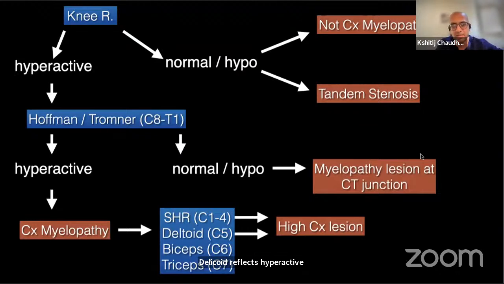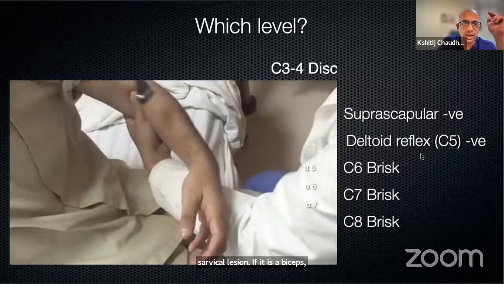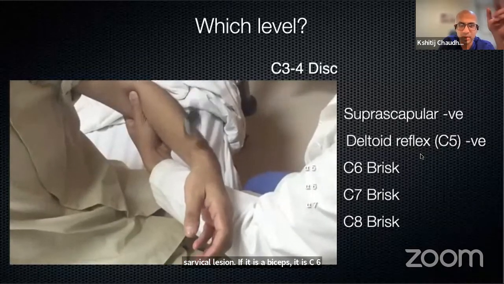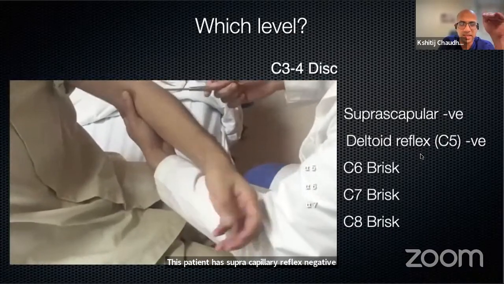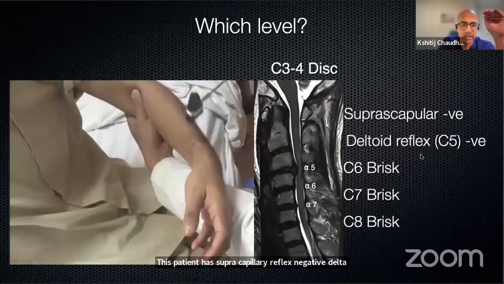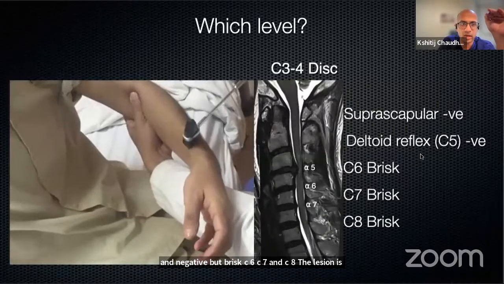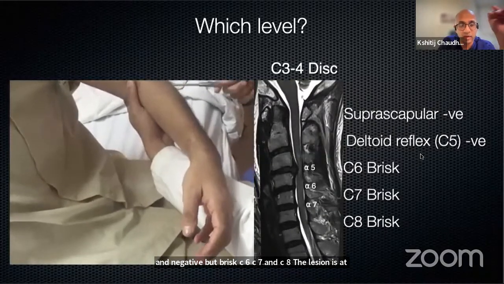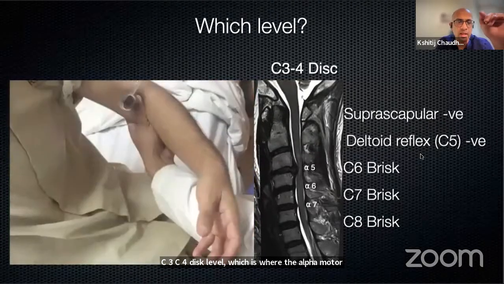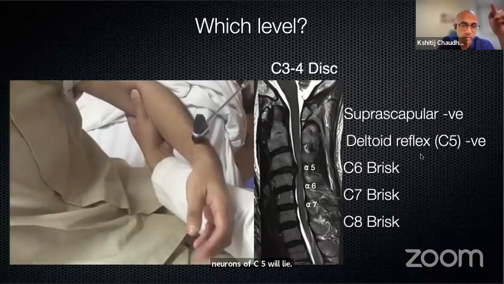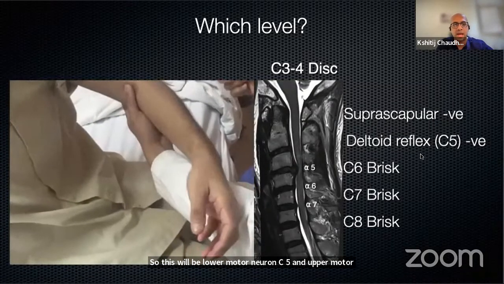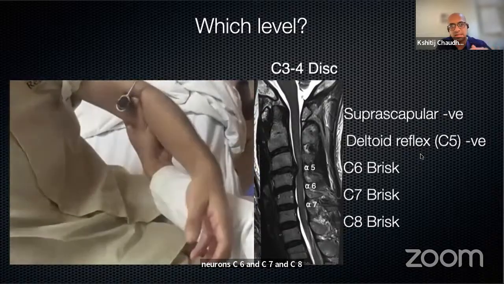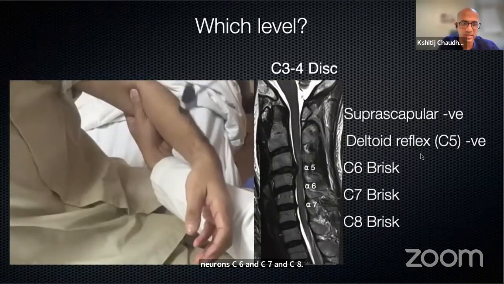If it is the biceps, it is C6 localization, which I'll show you here. This patient has suprascapular reflex negative, deltoid negative, but brisk C6, C7, and C8. The lesion is at the C3, C4 disc level, which is where the alpha motor neurons of C5 will lie. So this will be lower motor neuron C5 and upper motor neuron C6, C7, and C8. So everything C6, C7, C8 reflexes are exaggerated.